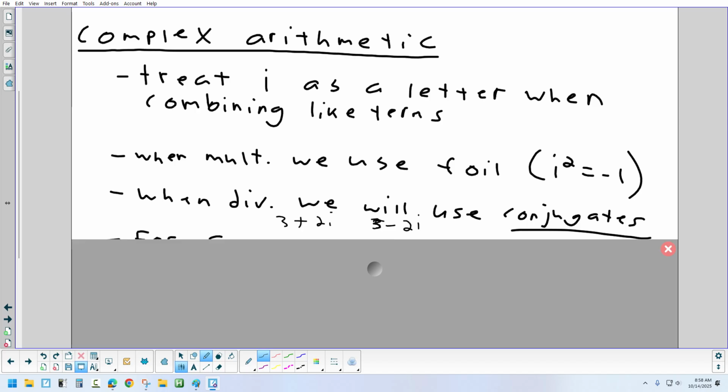And the reason why we use the conjugate is because when you distribute, it causes some things to cancel out. And what we need to cancel out is the i's, and that's exactly what that does. It'll cancel out all the i's when you multiply them together.